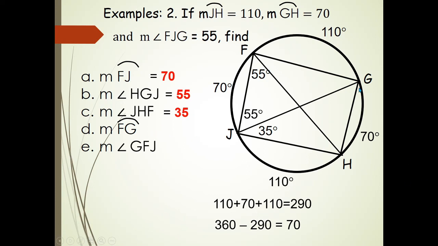And then, arc FG, obviously, kita na, it's 110. And then, measure of angle GFJ. Okay, malaki siya, di ba? Malaki yung angle niya. Ang nasakop nito ay, ito yung intercepted arc niya, which consists of 70 plus 110. That's 180 divided by 2 is equal to 90. Okay? Now you know the relationship of the angles and its intercepted arcs.